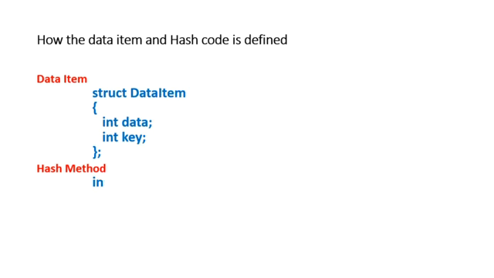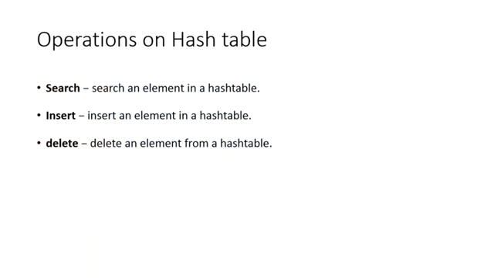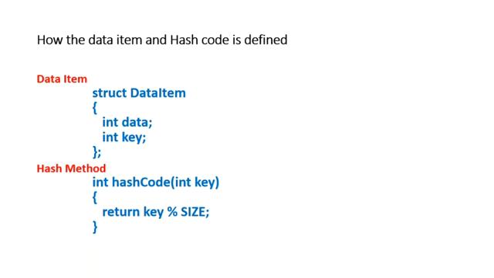So let us see how the data item code is done. You will be using a special data structure. We'll have two values. One is the data item and another one is the key value. When a hash item is given, the key value will be taken with the size of the table, and it will return the array index for this.